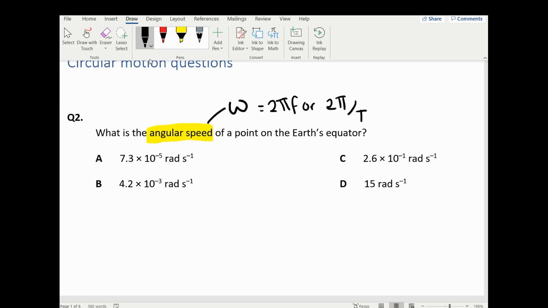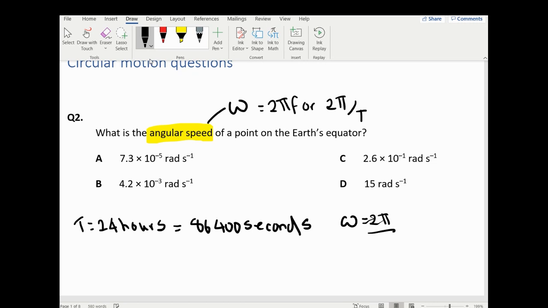Now, they like doing this because they like doing Earth. So you know that the rotation of the Earth, the time period is 24 hours, which is 86,400 seconds. So to work out 24 hours, it's times 60 times 60. I have, from my degree, this number ingrained in my head, which is why I know it. So the omega is going to be 2 pi over 86,400.